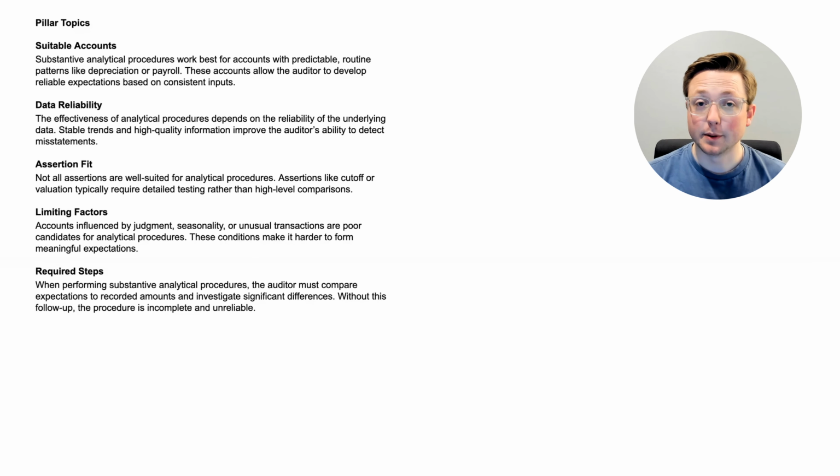All right, here we are at the pillar topics. Let's just dive straight in. First off, suitable accounts. What's suitable for substantive analytical procedures? Substantive analytical procedures work best for accounts with predictable, routine patterns like depreciation or payroll. These accounts allow the auditor to develop reliable expectations based on consistent inputs. Now let's talk about data reliability. You have to have reliable data for these kinds of procedures. The effectiveness of analytical procedures depends on the reliability of the underlying data. Stable trends and high-quality information improve the auditor's ability to detect misstatements.